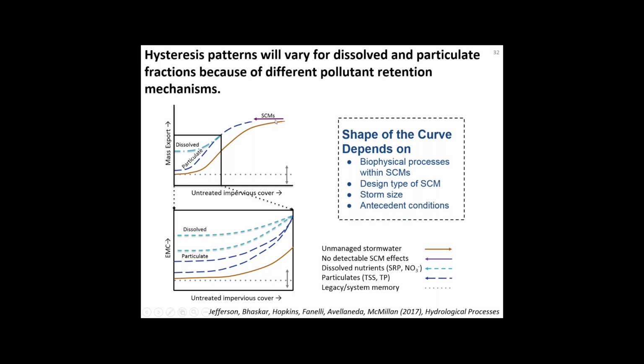And then the shape of this curve would depend on things like processes within the stormwater control measures, so how they were designed and function, things like maintenance, the size of storm events, and also antecedent conditions. So this provides a way to think about how installing these stormwater control measures in different densities across the landscape influences mass export and also event mean concentrations within the watershed itself. And then what are we expecting to get back to? Can we even get back to the natural state before urban development occurred?